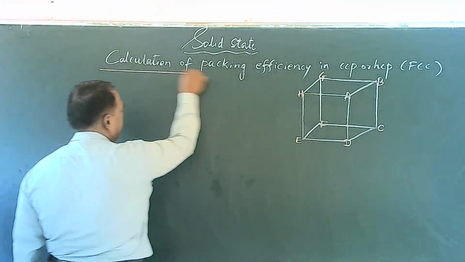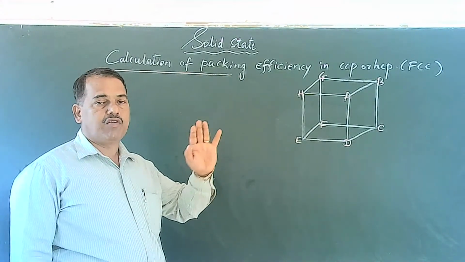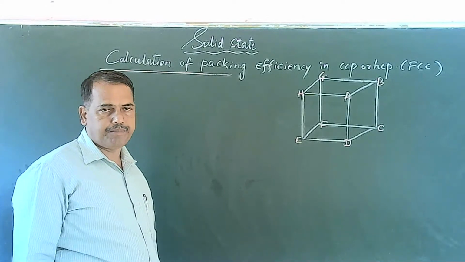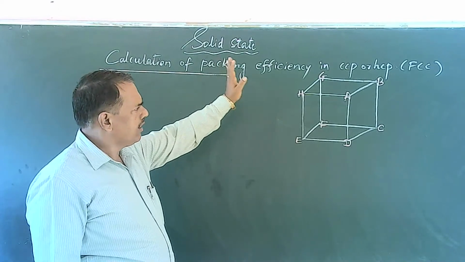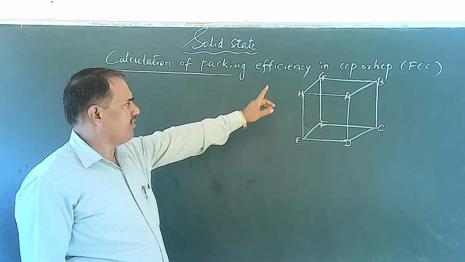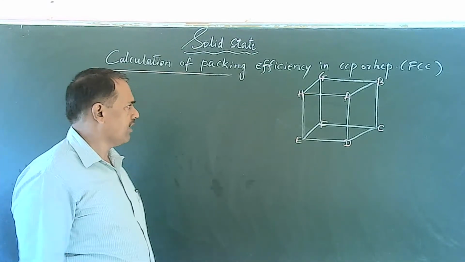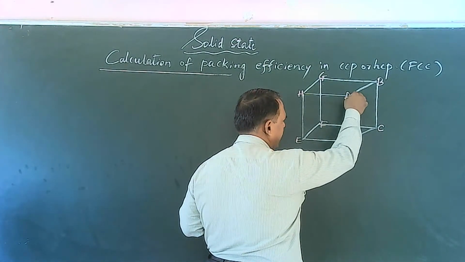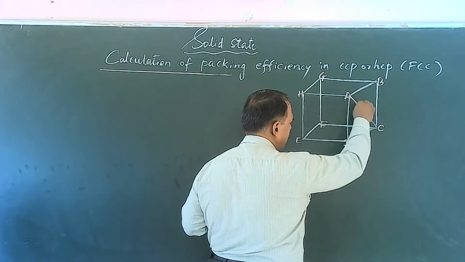Here we have to calculate the packing efficiency. What do you mean by packing efficiency? It is the percentage of the space filled by the particles in a solid. This is called packing efficiency. We are going to calculate the packing efficiency in cubic close packing, which is also called face centered cubic. Here you have to draw a face diagonal AC. Just join this face diagonal AC. Are you clear? So this is how to draw.